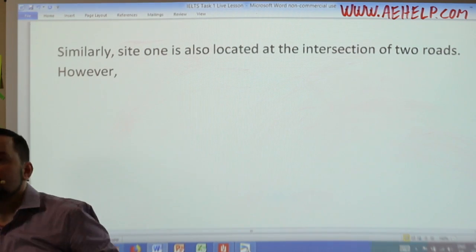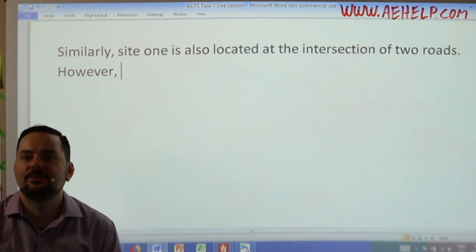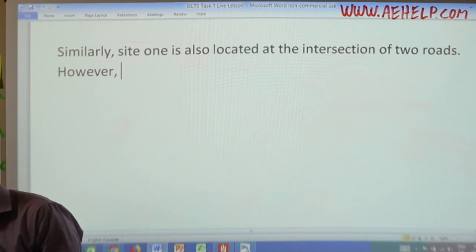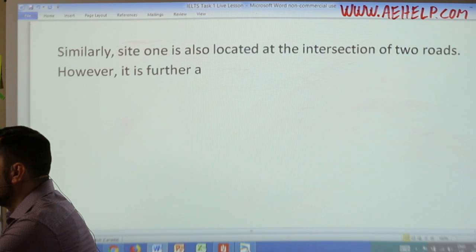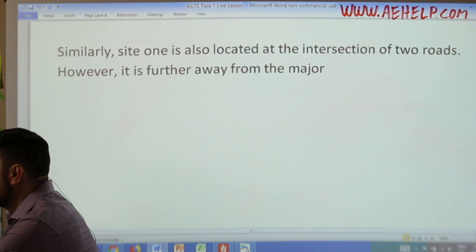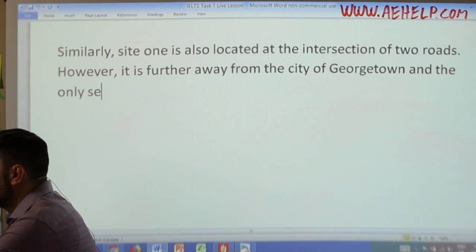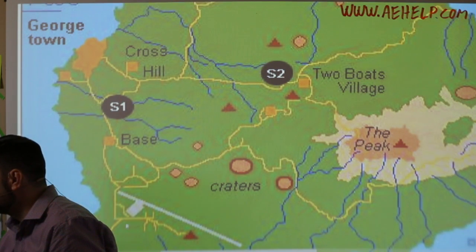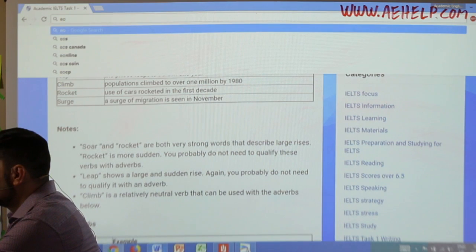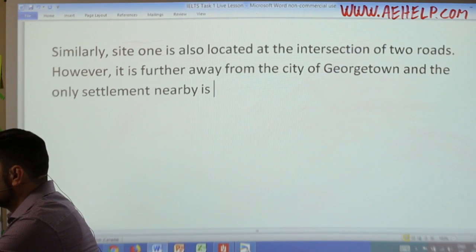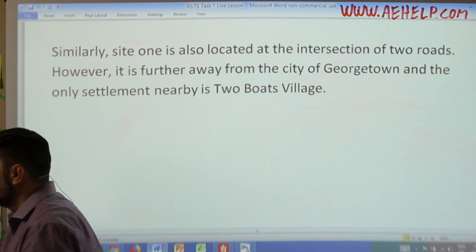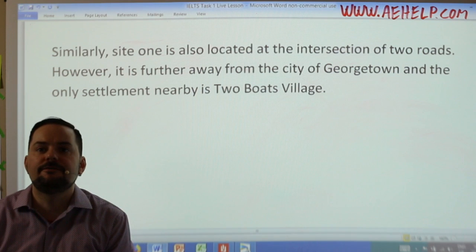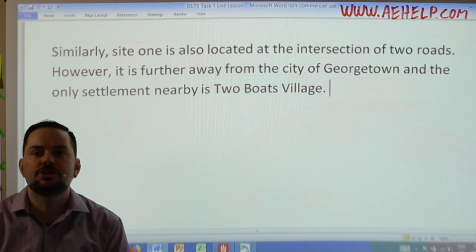However, what can I continue here with? Yes, it is further away from the city of Georgetown, and the only settlement nearby is what? Let's have a look. Is Two Boats Village. Okay, so that's our first point of comparison and contrast.